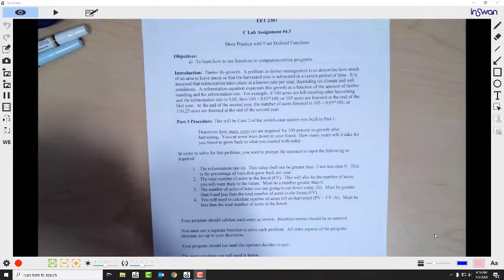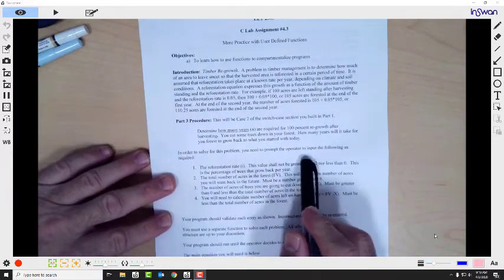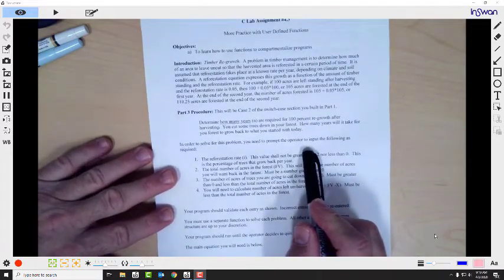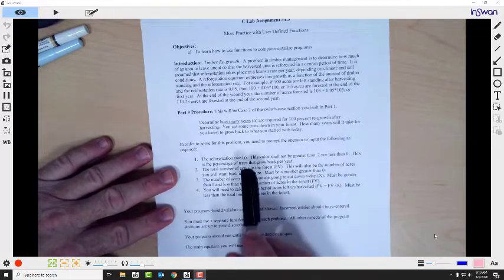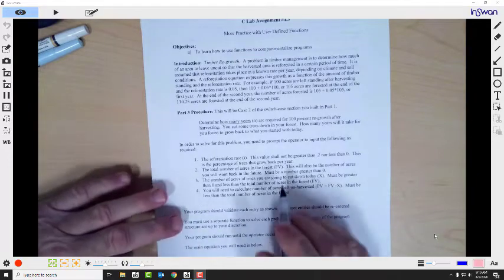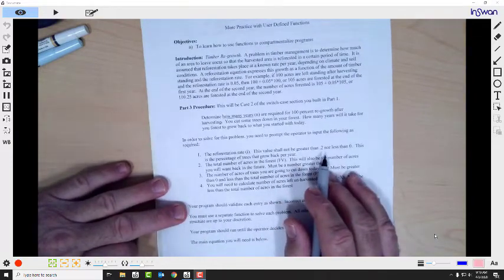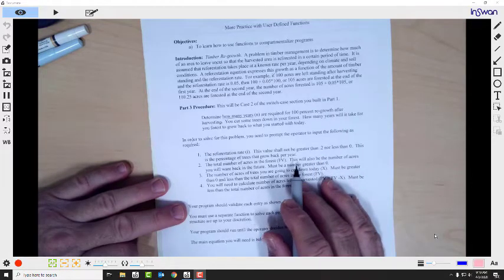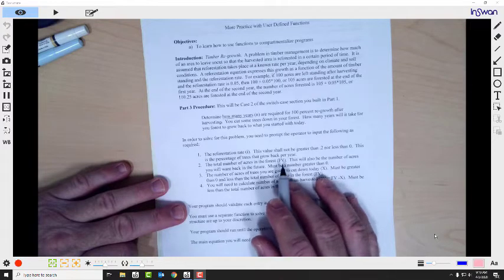In order to solve this problem, you'll need to prompt the operator to input the following information. You're going to need the growth rate, I. Again, this needs to be a value greater than 0 but less than 20%. You need the total number of acres in the forest. We will call this value the future value. Even though it's what you have today, before you start cutting, it is also the same value we want in the future. So we will call that the future value, the number of acres in the forest you're starting out with.